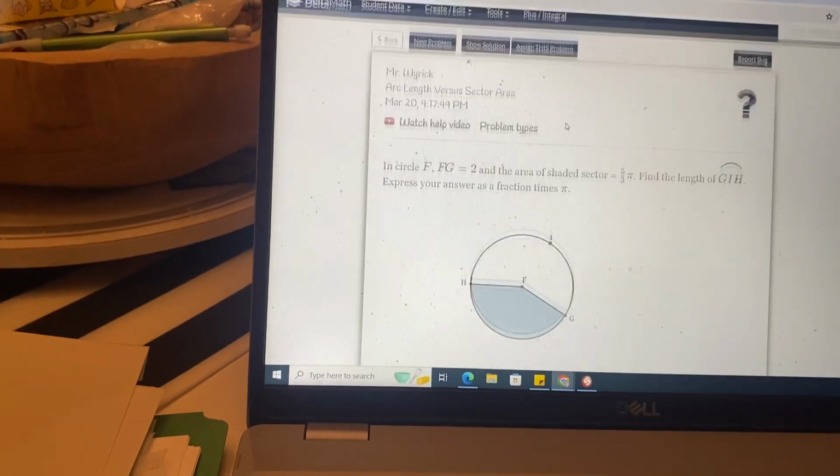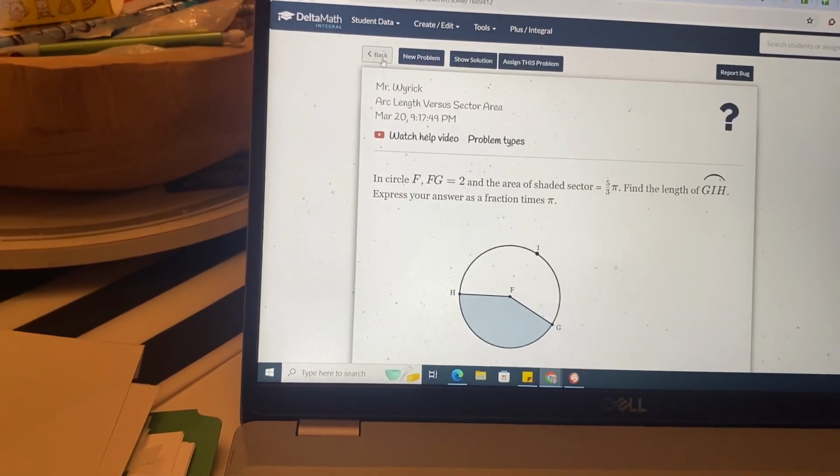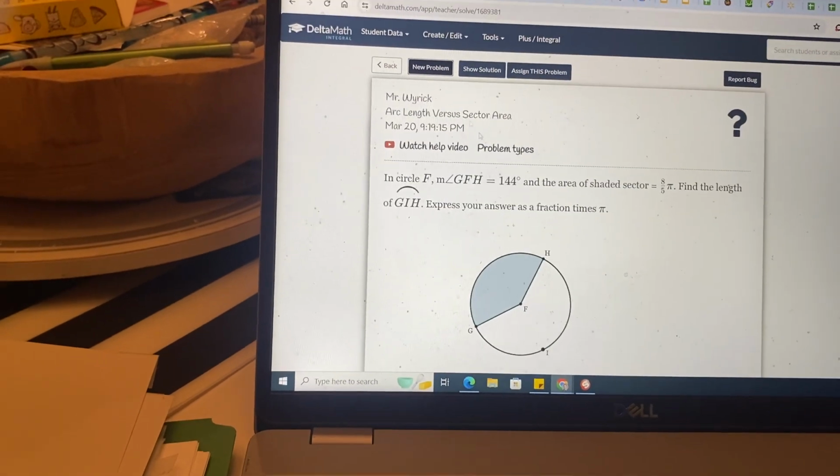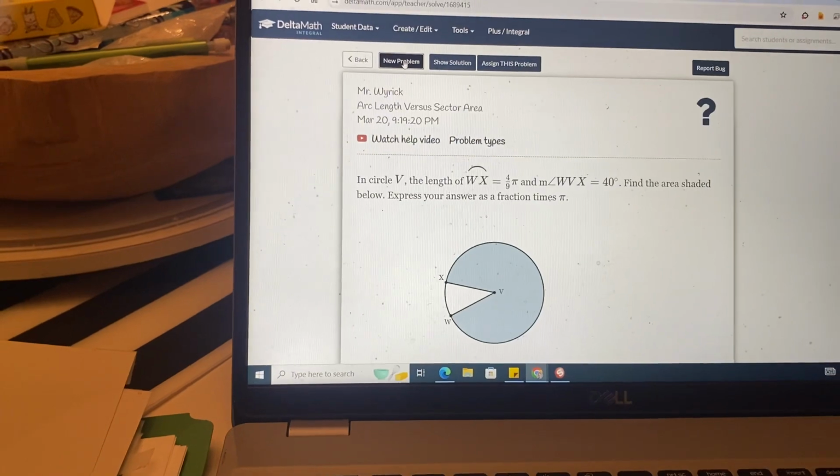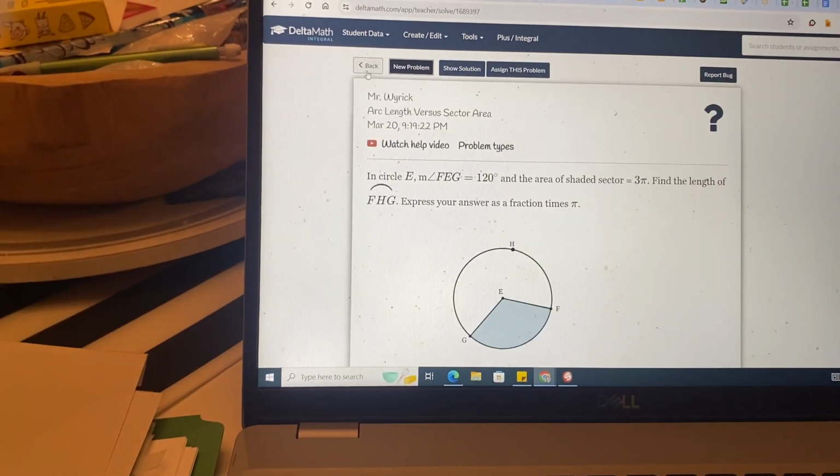You're going to put it in terms of pi, so you don't have to do the extra math there. This is going to go back and forth between, I think, in terms of pi. No, it's all going to be in terms of pi, so you should be able to work through this just fine.